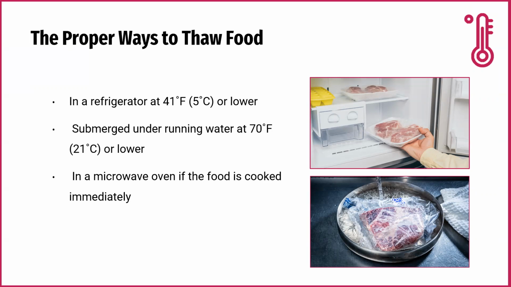The first one is in the refrigerator. So if you make a meal plan, the day before, you take out your meat from the freezer and thaw it out in your refrigerator, or in cold water, or in the microwave. Food thawed in cold water or in the microwave should be cooked immediately.